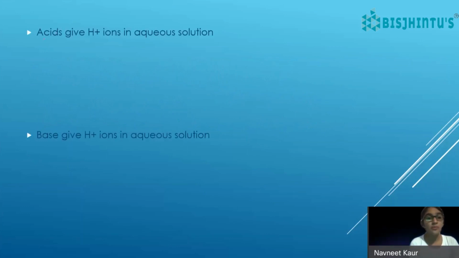Okay, so the acids we have, they give H plus ion, that is H positive ion, or we can say the hydronium ion in the aqueous solution, or we can say in the presence of water. Okay, and base also give OH negative ion in the aqueous solution.